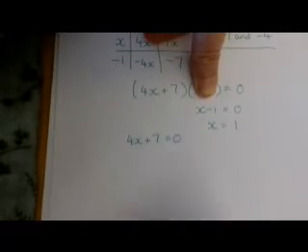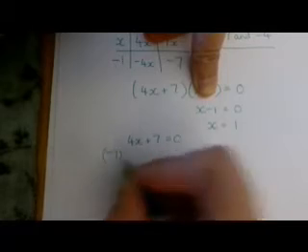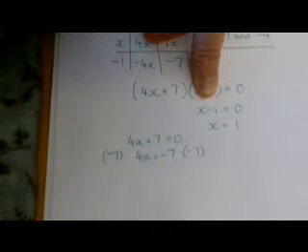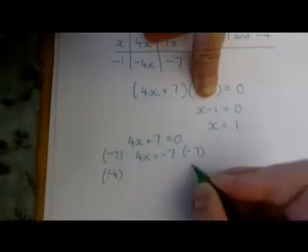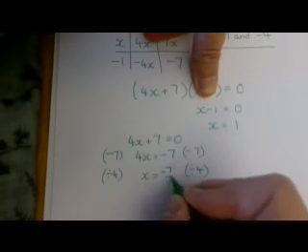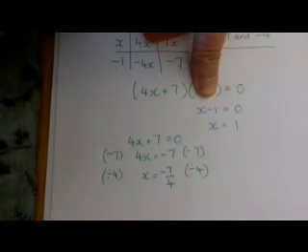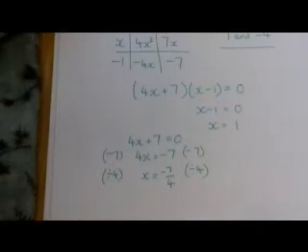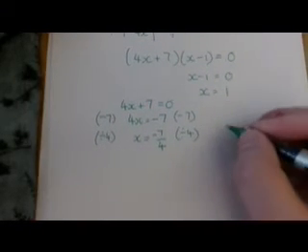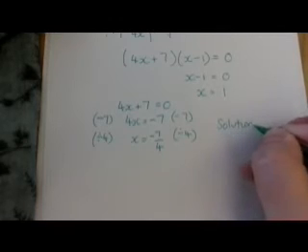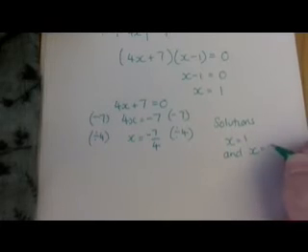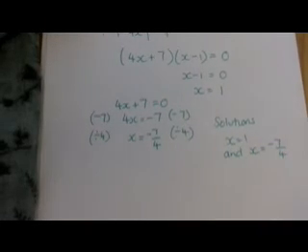Undo the equation as you normally would. Subtract 7 from both sides. So 4x will equal minus 7. Then divide by 4 so that we get x on its own. x equals minus 7 over 4, or minus 1.75. So our two solutions to this quadratic are x equals 1 and x equals minus 7/4.